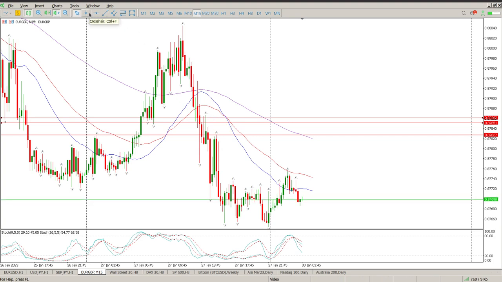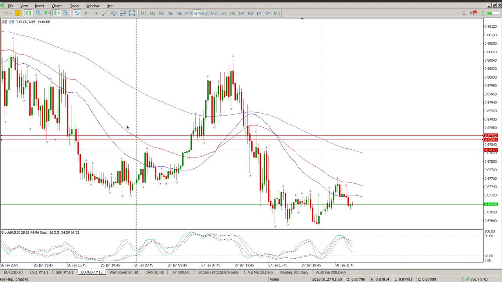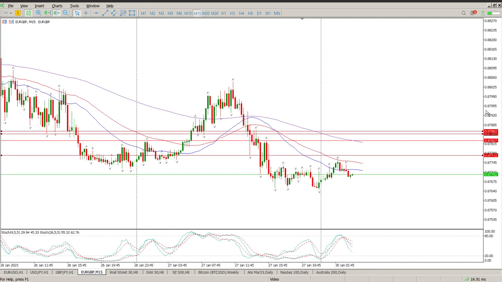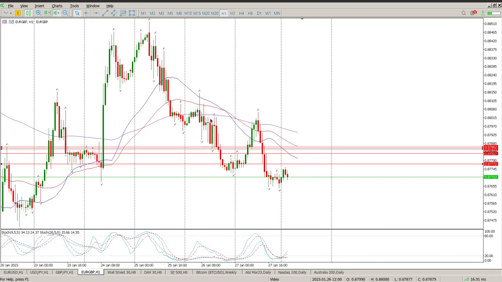Okay, and then just on the 15-minute here, you can see there is another bit of structure here, probably there, and that's what we've tested already. So I'll do that. So this could also be an opportunity. So 0.87772. Alternatively, you're looking for this area here of 0.87827 for a rejection there. So keep this pair in the back of your mind.